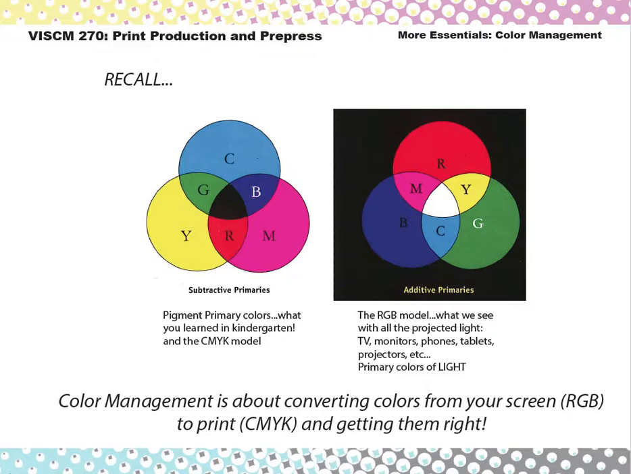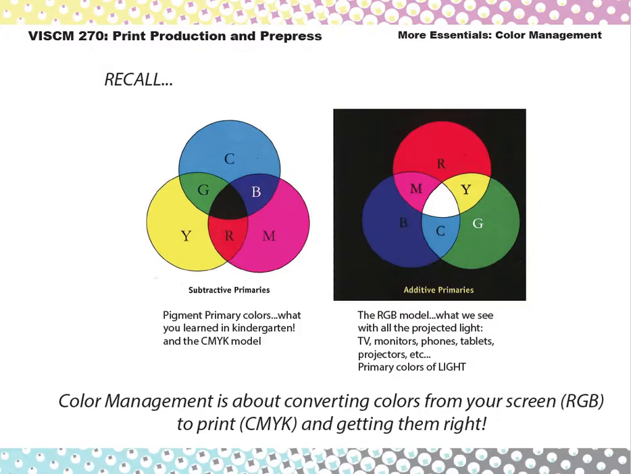To get started with color management, I'd just like to recall the two types of color models that there are. We've got the pigment model, the CMYK, that we learned in kindergarten, that shows physical pigments reflecting color. And then we have the light color model of RGB, which is anything that has projected light: phones, tablets, projectors, monitors, TVs, etc. They use a different color model.